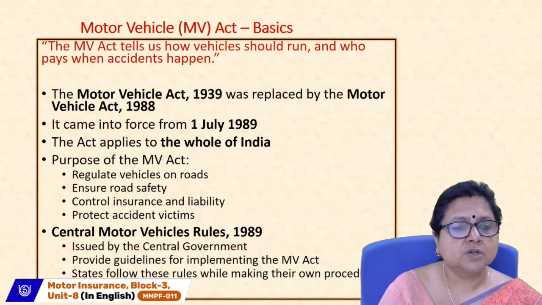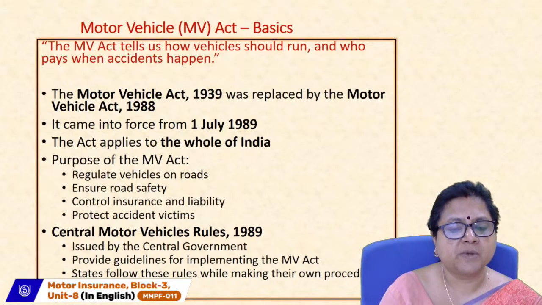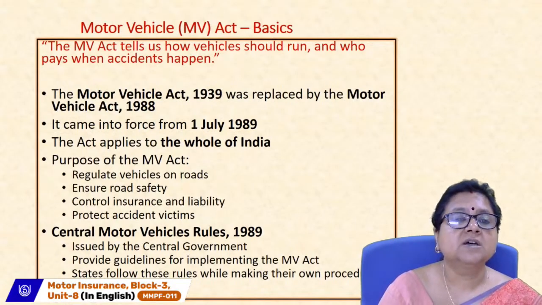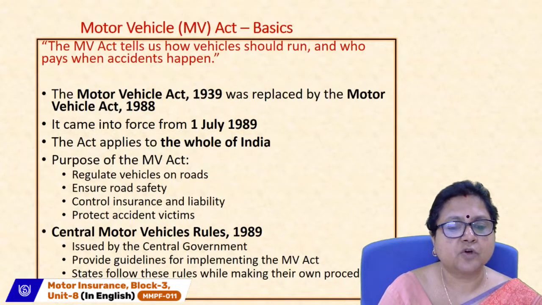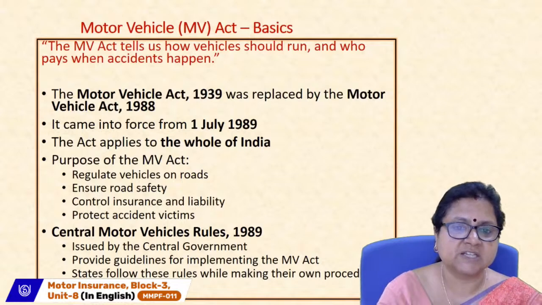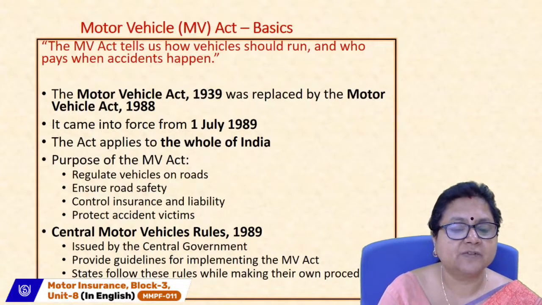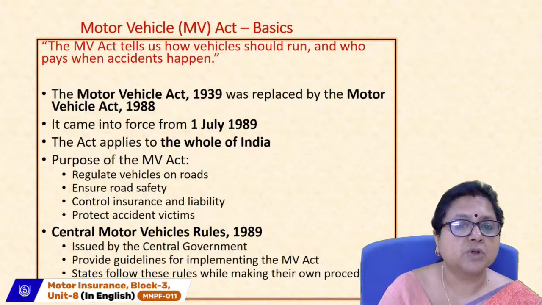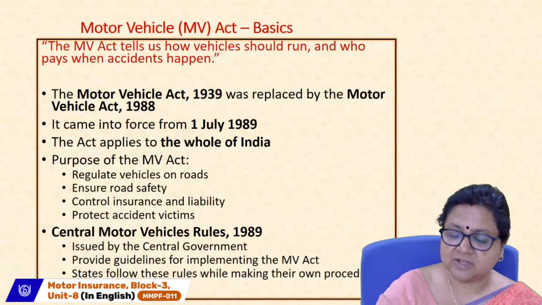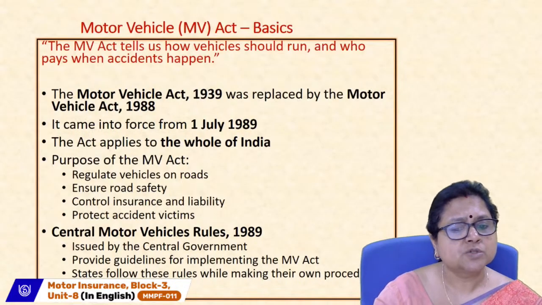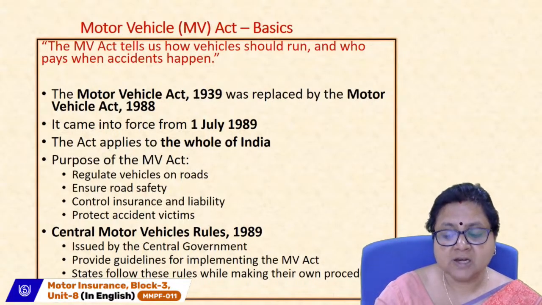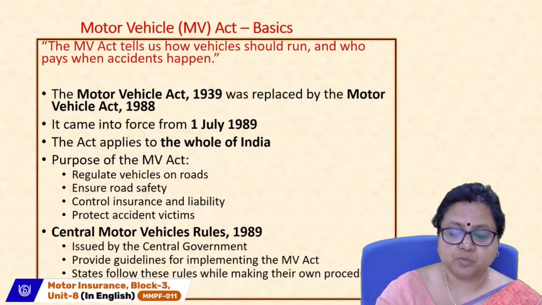on the road. The Central Motor Vehicle Rules in 1989 were issued by the central government, which provide guidelines for implementing this Motor Vehicle Act. And the states also follow these rules while they make their own procedures. As I was telling, recently a few state governments have linked it with petrol consumption. If you don't have the insurance, or if you don't have the pollution certificate, then you will not be able to avail petrol from the petrol pump. So the state government follows the central motor vehicle rules, and they link it with their own procedures.